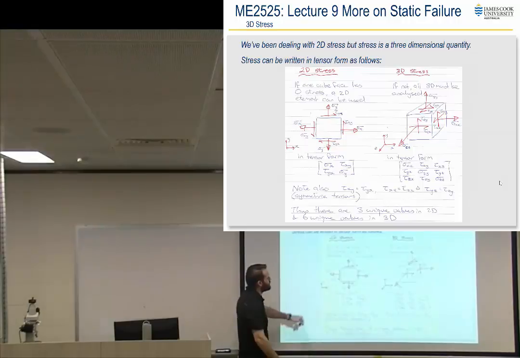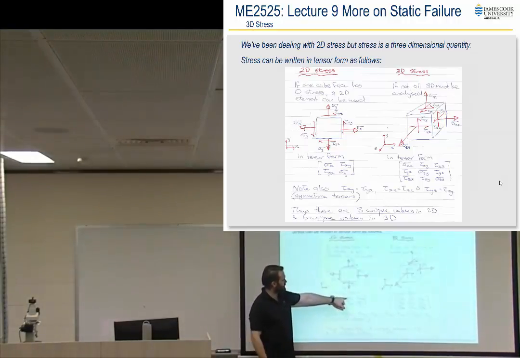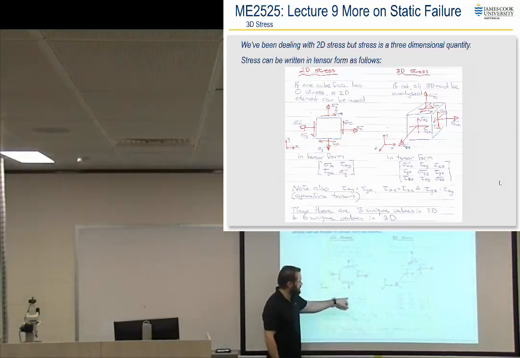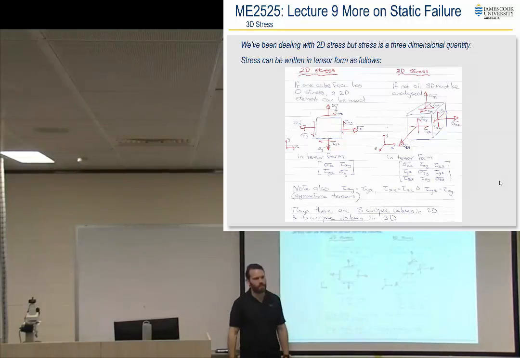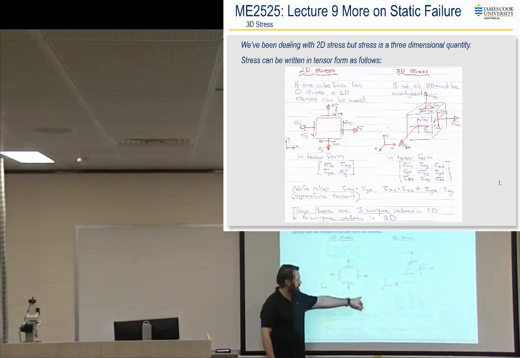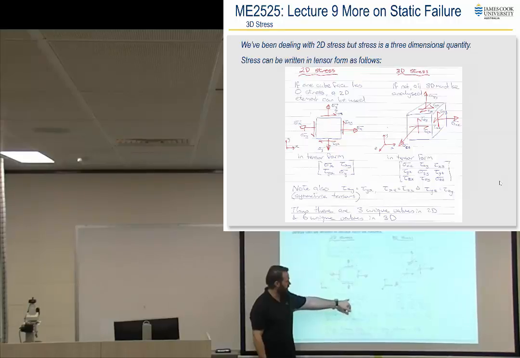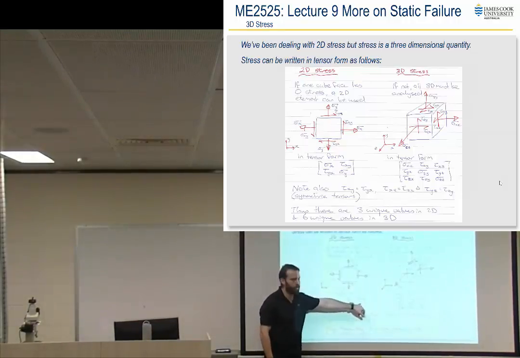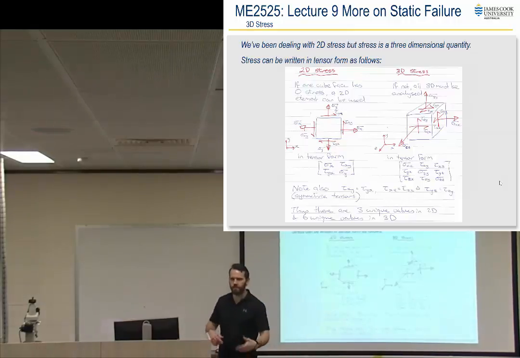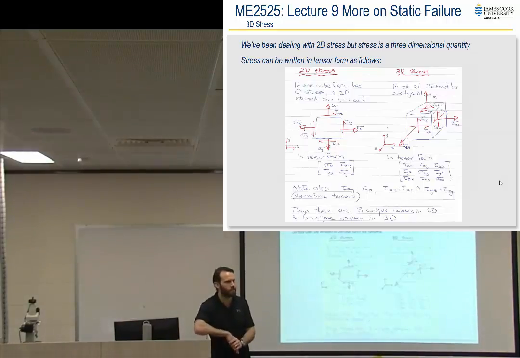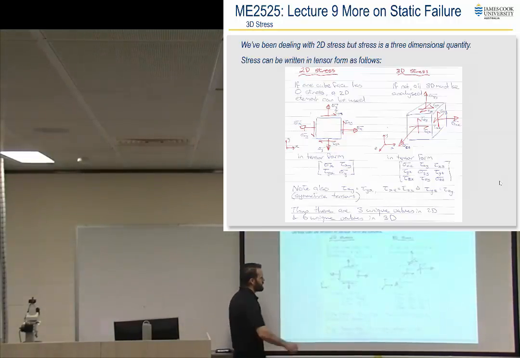And if we were to put that in tensor form, it would look like this. So sigma x and sigma y, your normal stresses, go down the diagonal, and then your shear stresses are in the top right and bottom left. So you could actually say xx, xy, yx, yy. That's matrix notation: 1,1, 1,2, 2,1, 2,2, etc. So that's effectively what's going on here. We can express that in a matrix or a tensor.